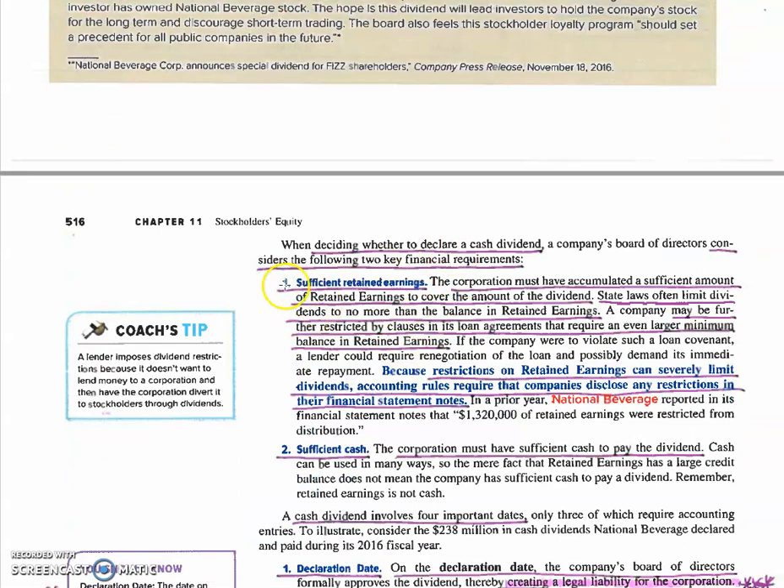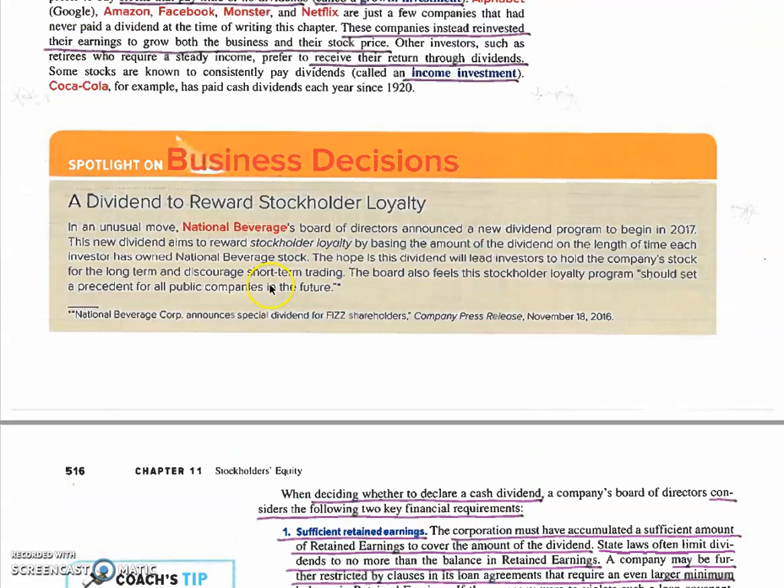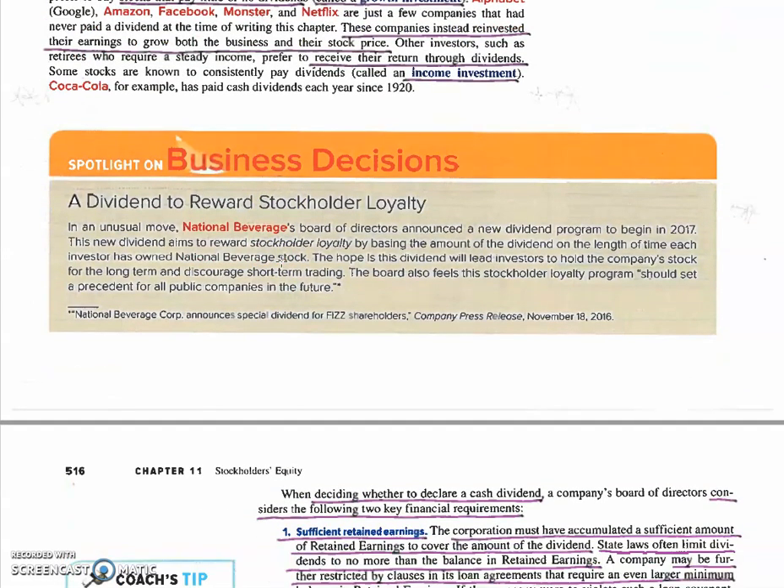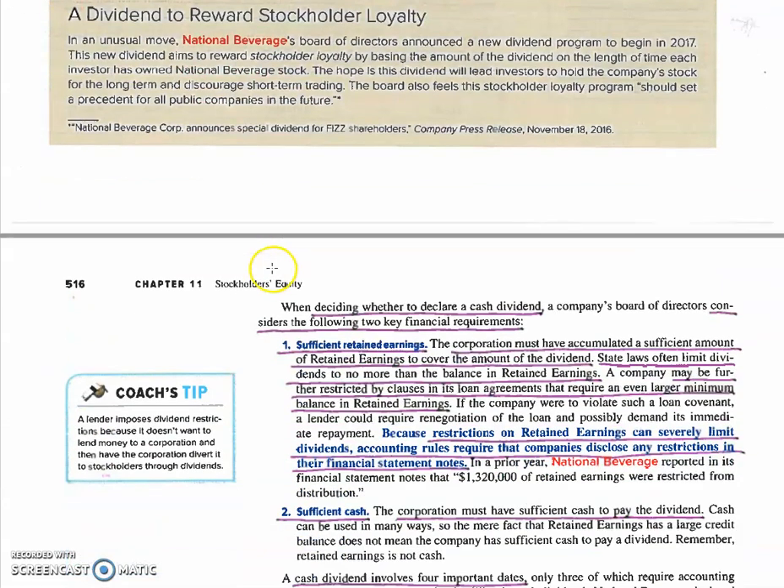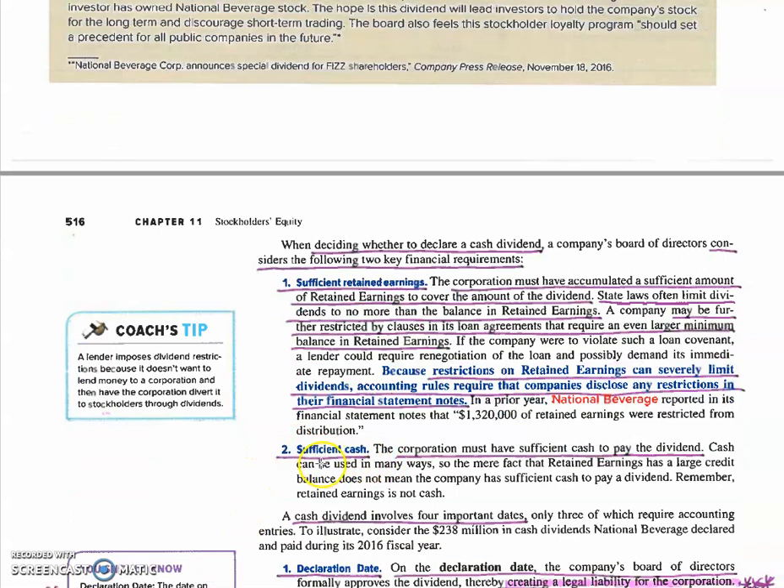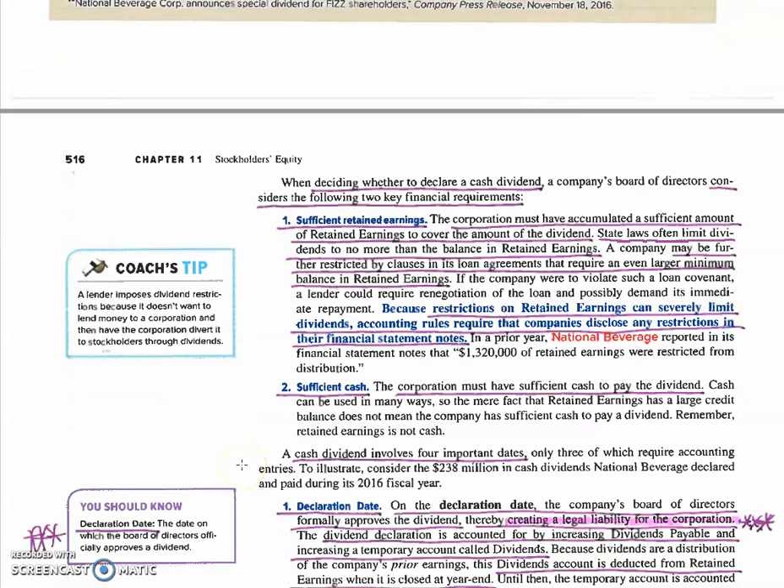Now, when can you declare dividends? And the answer is you need two things. Number one, you need retained earnings because you declare dividends out of retained earnings. So you must have sufficient retained earnings. And then the other thing is if you're going to pay a cash dividend, you need cash to pay it. So you need sufficient cash.